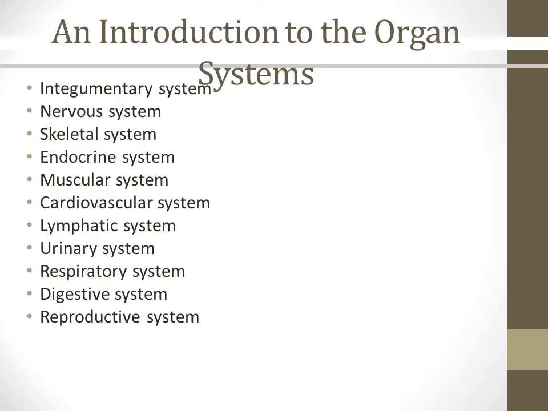After we have discussed the six levels of organization, we now want to introduce ourselves to all the systems we have in the body. As I've said earlier, the approach we're going to use for this anatomy is systemic anatomy. These are the systems found in our body: the integumentary system, the nervous system, the skeletal system, endocrine system, muscular system, cardiovascular, lymphatic, urinary, respiratory, digestive, and reproductive system. So we are going to list all the organs that make up each of these systems.